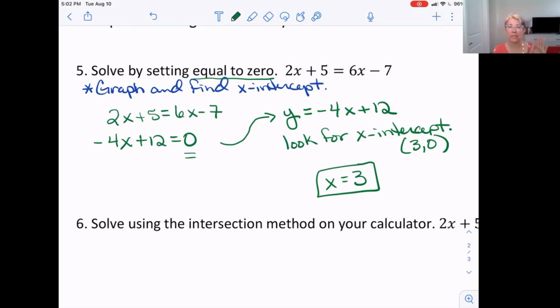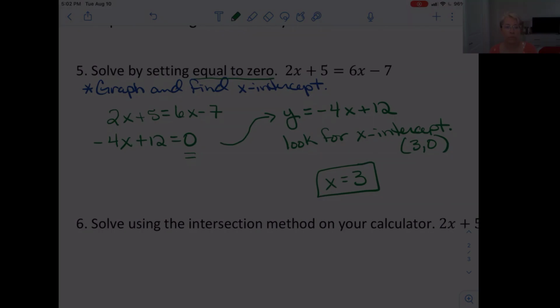Now keep in mind, I know you guys can do these algebraically. You've been doing them since Algebra 1, even pre-algebra. The point of doing it graphically is to get you used to the vocabulary and understanding what does it mean when I'm looking for the solutions to these equations in one variable.